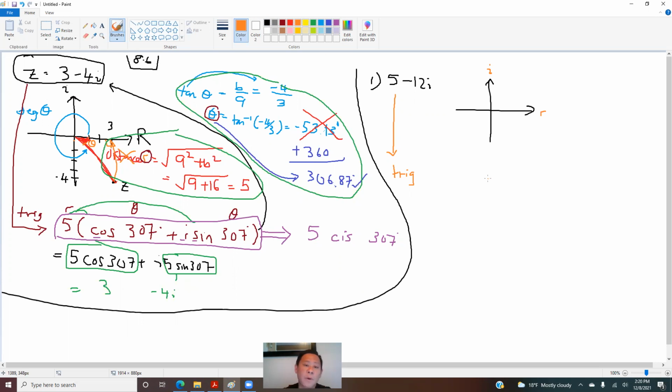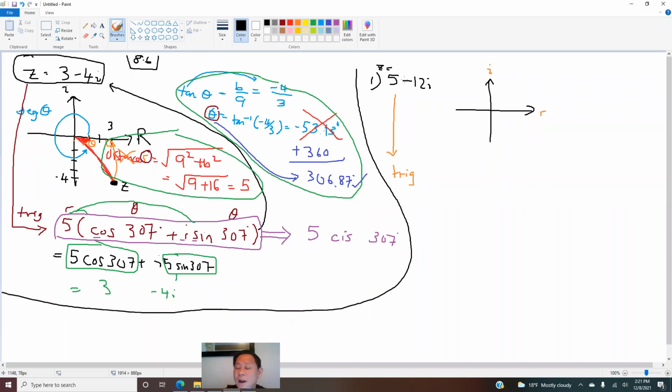So can someone tell me where is this Z? I just put Z again here. Where is this Z at in this complex plane? What quadrant? So don't forget, it was a point like this. Remember, this is a point.